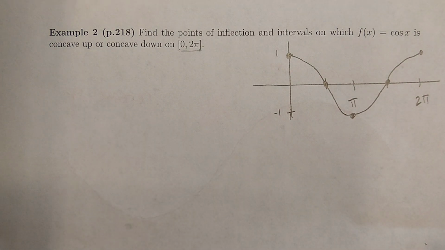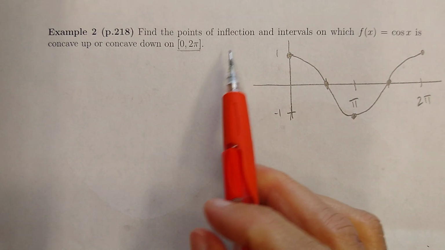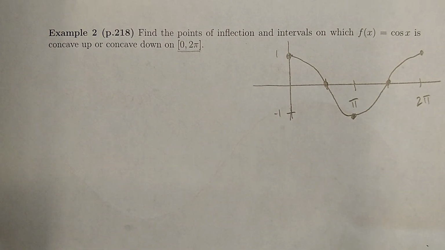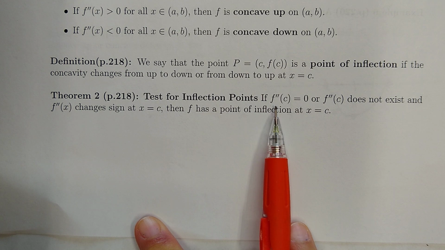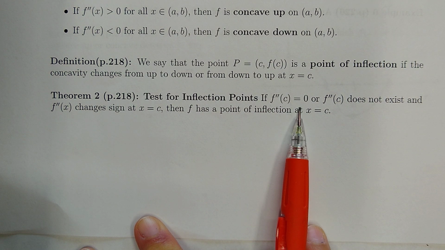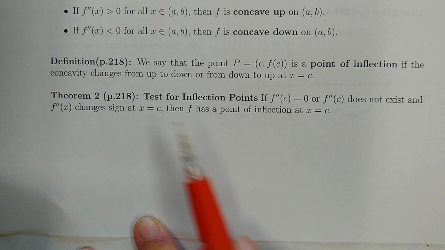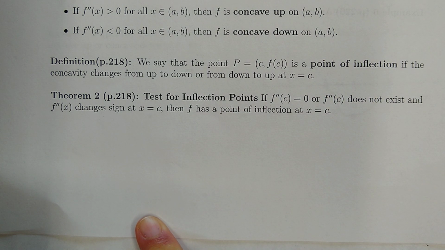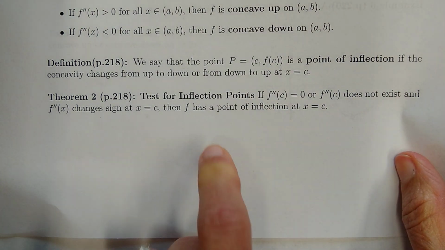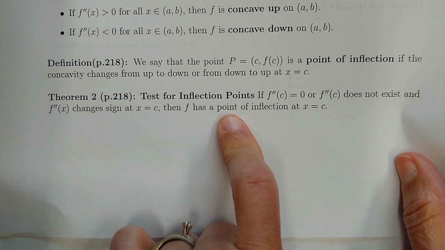It's the big nose, or the smile, or the upside down snow cone, however you remember what cosine looks like. All right, so to find the points of inflection, I'm going to superimpose our last sheet here. A test for points of inflection: if the second derivative is 0 or doesn't exist, and the second derivative changes signs on either side of x equals c, then f has a point of inflection. We're going to need the second derivative.